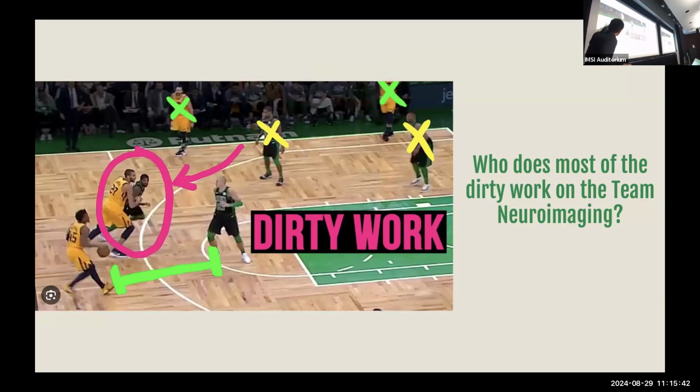For example, a player who does the screen assist, but it will not show up in his statistics. Something not recognized by society. I feel most of the dirty work is actually done by people not in statistics, honestly. Maybe people in radiology, in bioinformatics, in bioengineering, right? They are not statistical people.